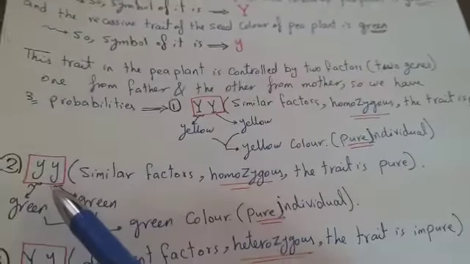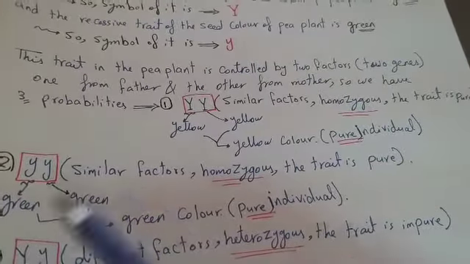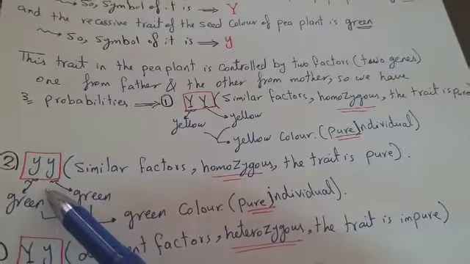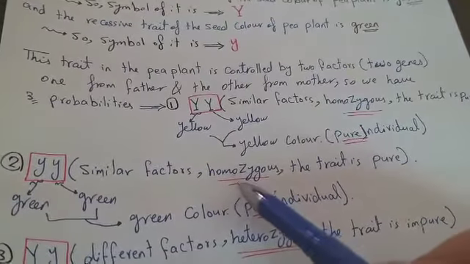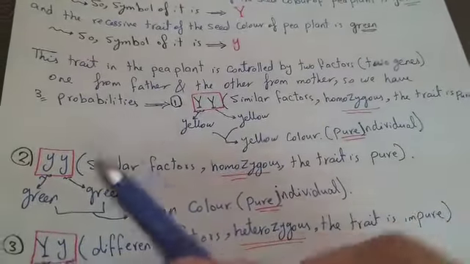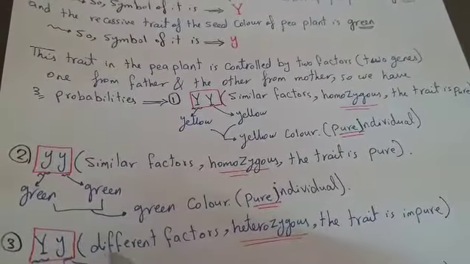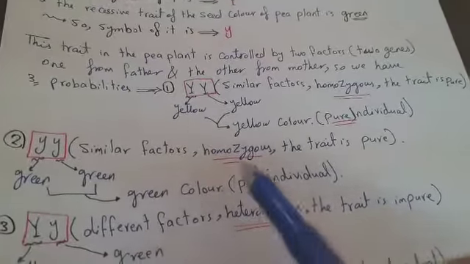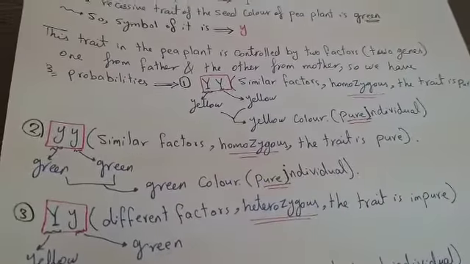Here, Y small, also they are similar factors. There is no difference between them. So we can say they are homozygous, or the trait here also is pure. And this trait is green color. So the individual will be a pure individual.